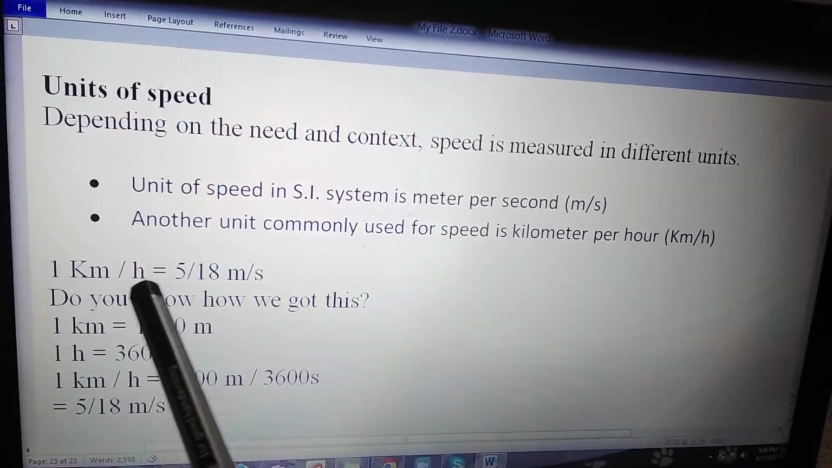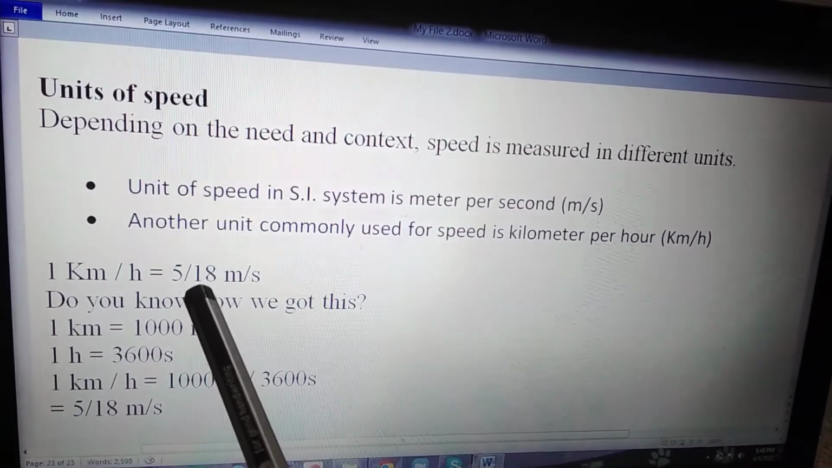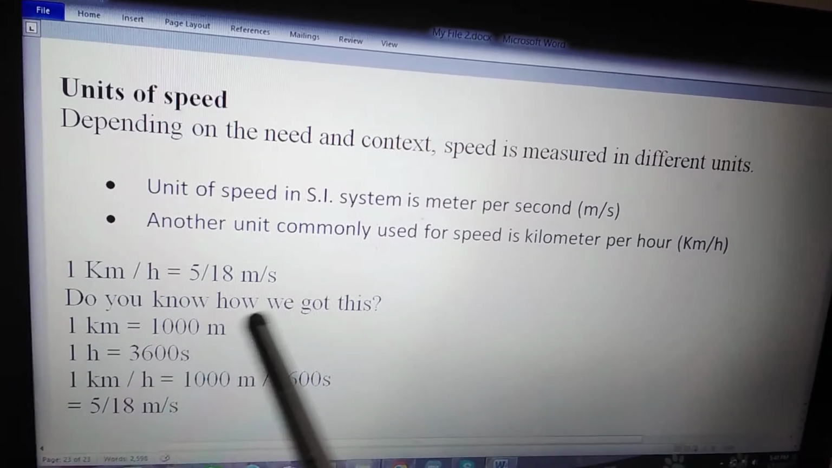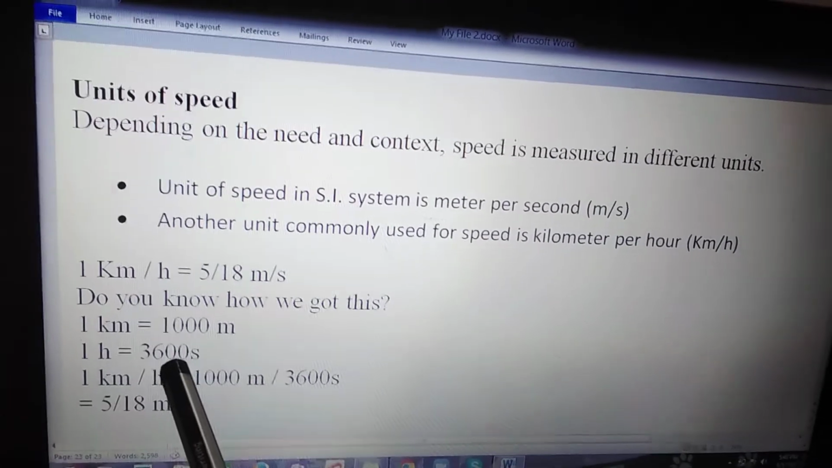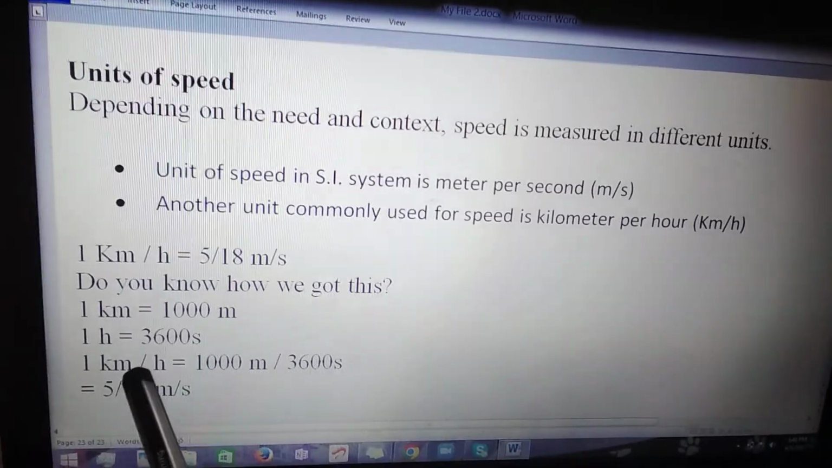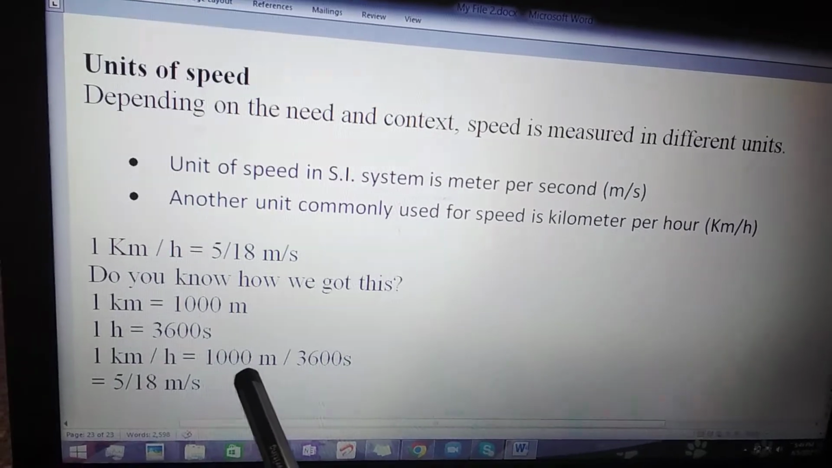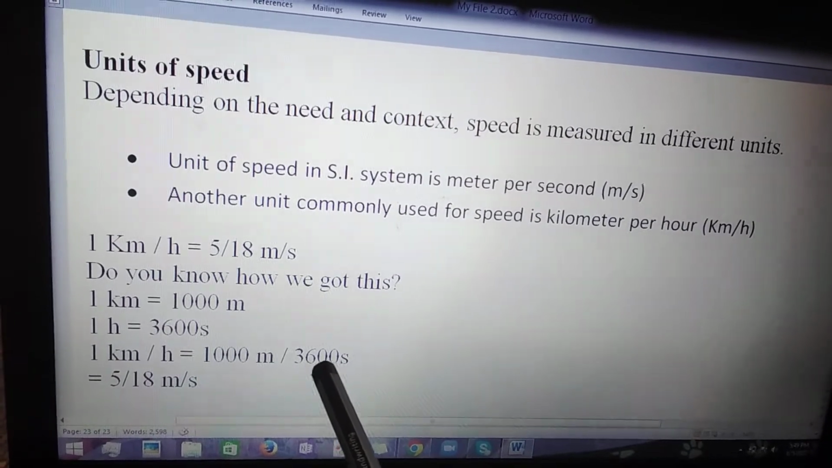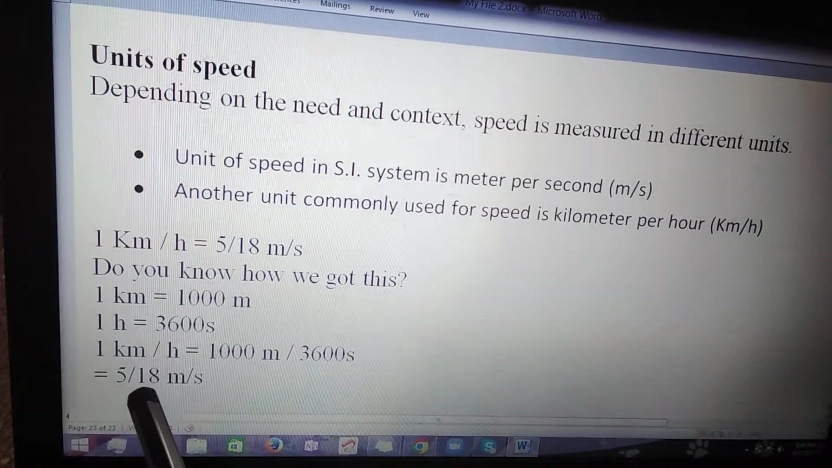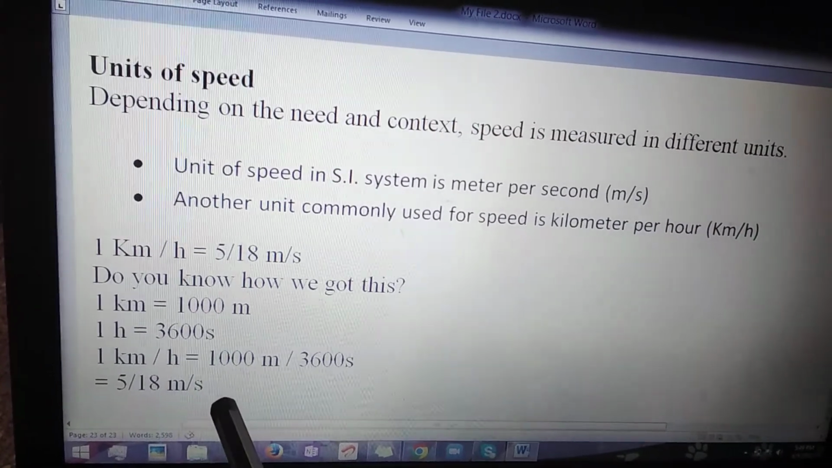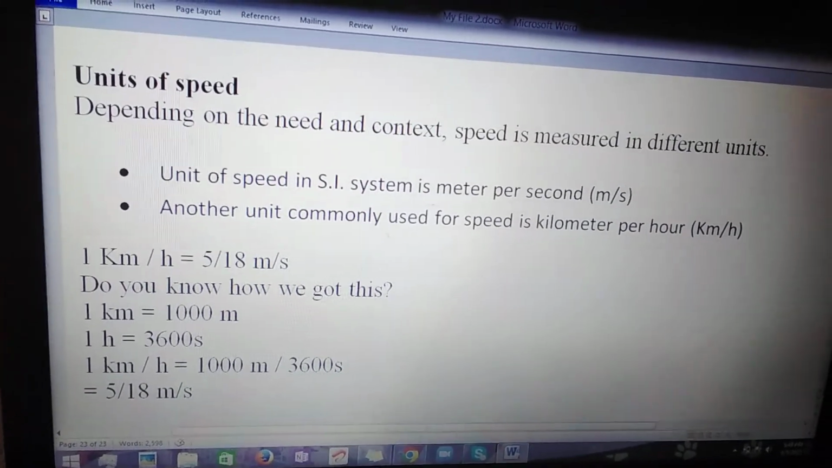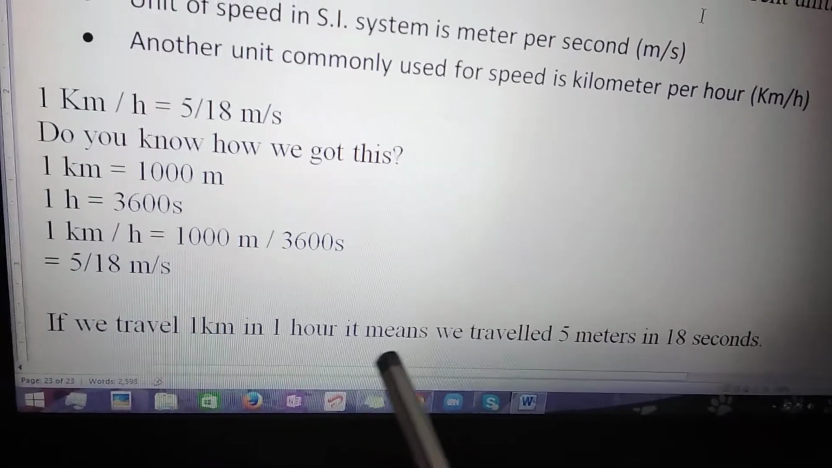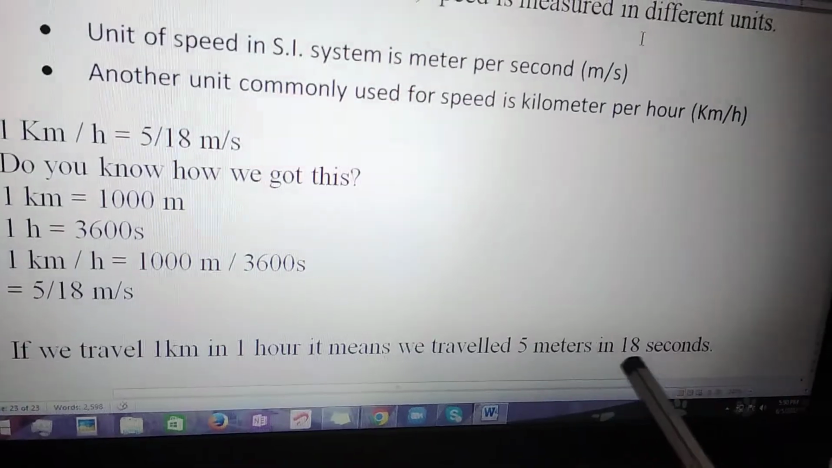1 kilometer per hour is equal to 5/18 meter per second. Do you know how we got this? 1 kilometer is equal to 1000 meters. 1 hour is equal to 3600 seconds. 1 kilometer per hour is equal to 1000 meters per 3600 seconds, which is equal to 5/18 meter per second. So 1 kilometer per hour is equal to 5/18 meter per second. If we travel 1 kilometer in 1 hour, it means we travel 5 meters in 18 seconds.